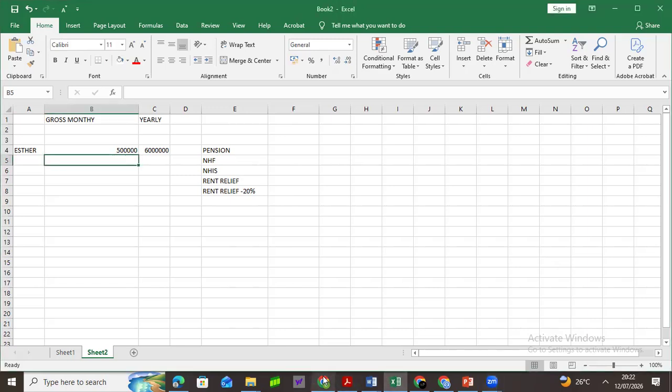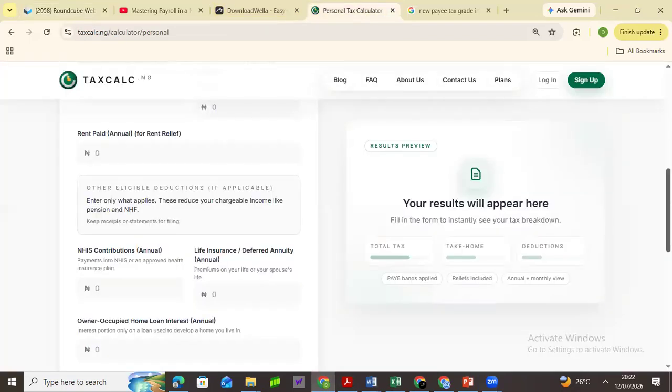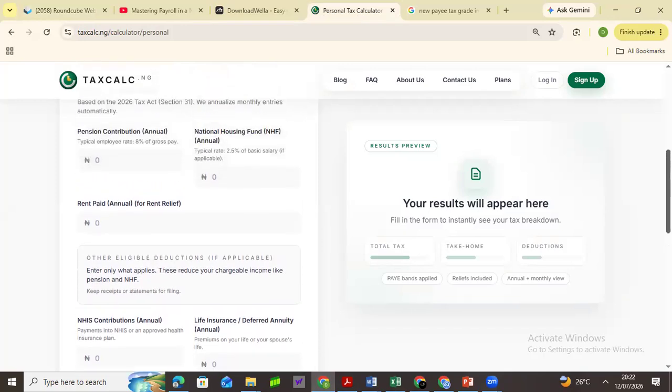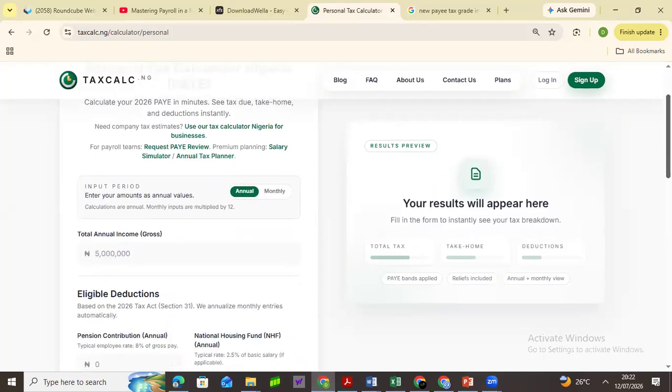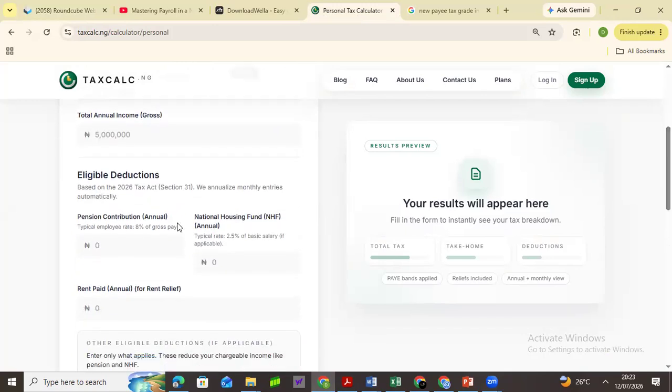Okay, let me open this for you. Can you see this is the official personal tax calculator, the PAYE tax calculator. They have total annual income, gross. So how much you're making, your total gross in a year, you fill it in. Then eligible deductions. You see that you have annual pension, you have NHF here too, and you have rent paid for rent relief.